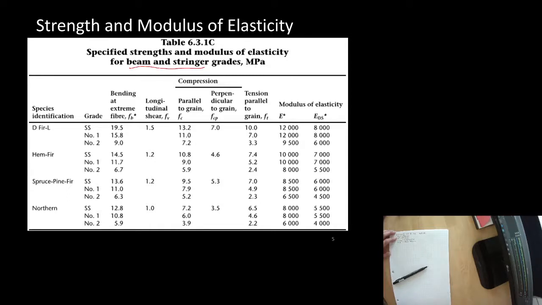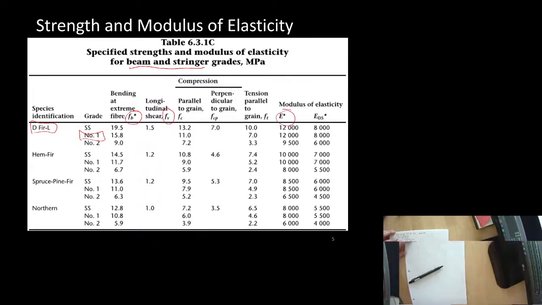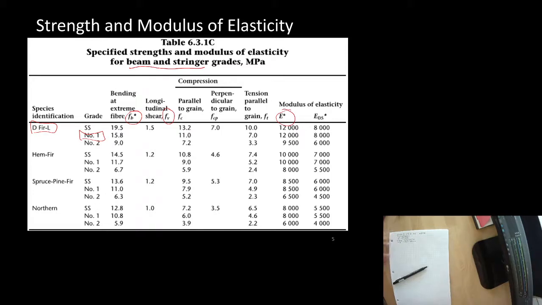We have a beam and stringer grade. We're talking about Douglas fir, number one. And we need our maximum bending stress, our maximum shear stress, and our modulus of elasticity. So if we come down, we see 15.8 MPa, 1.5 MPa, and 12,000 MPa for E.